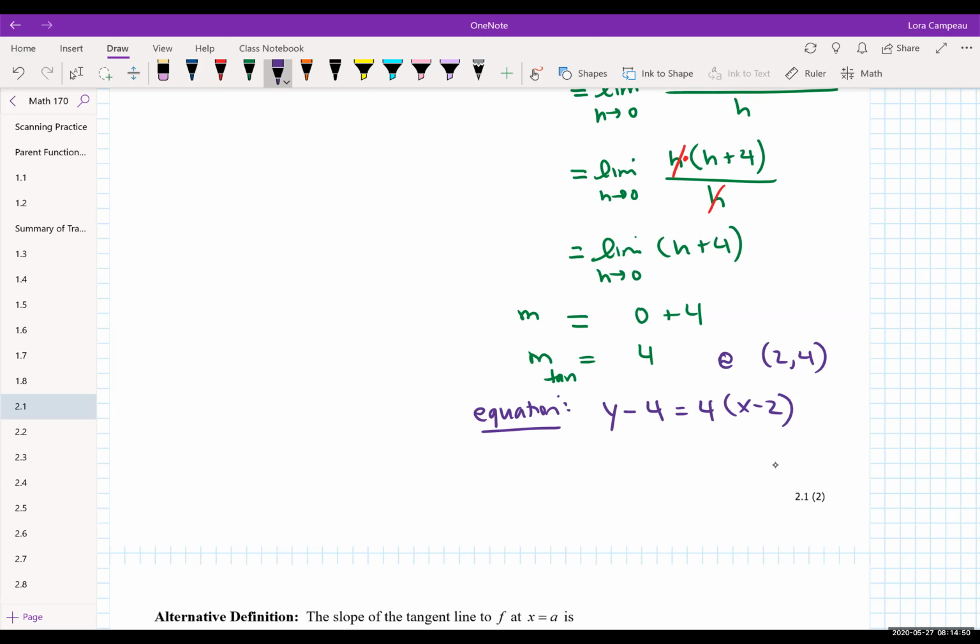Sometimes, depending on the version of the answer, a lot of people like slope-intercept form. So we would just take this and solve it for y to get that. So let's distribute that 4 in. If we were to add 4 to both sides, we actually should get y equals 4x minus 4. And that is the answer to example 1.